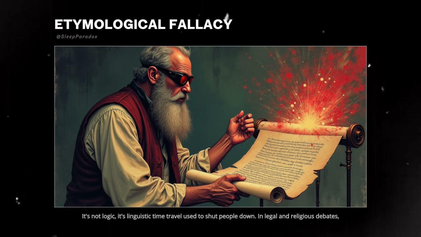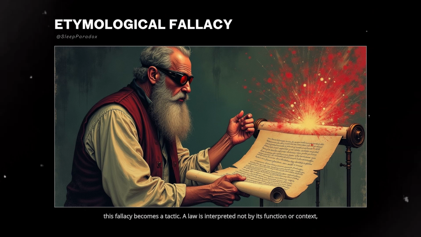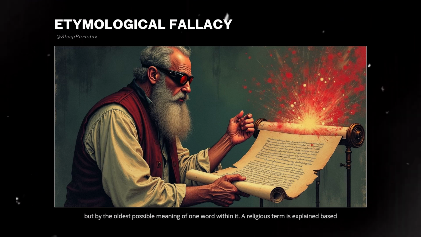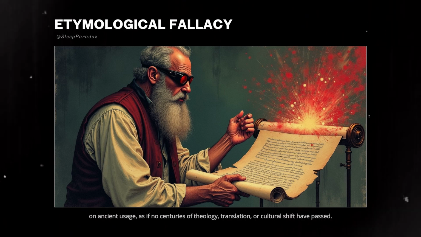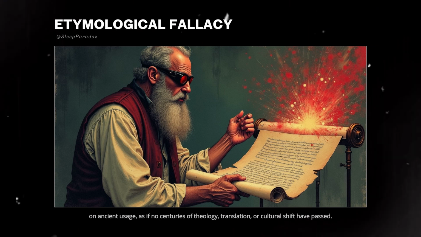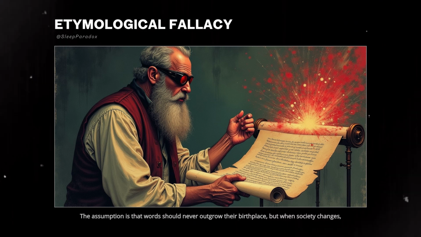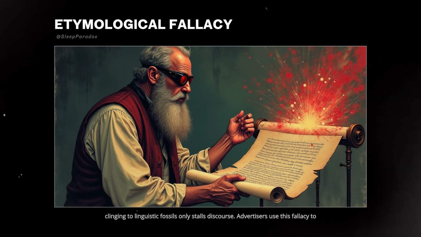In legal and religious debates, this fallacy becomes a tactic. A law is interpreted not by its function or context, but by the oldest possible meaning of one word within it. A religious term is explained based on ancient usage, as if no centuries of theology, translation, or cultural shift have passed. The assumption is that words should never outgrow their birthplace, but when society changes, clinging to linguistic fossils only stalls discourse.